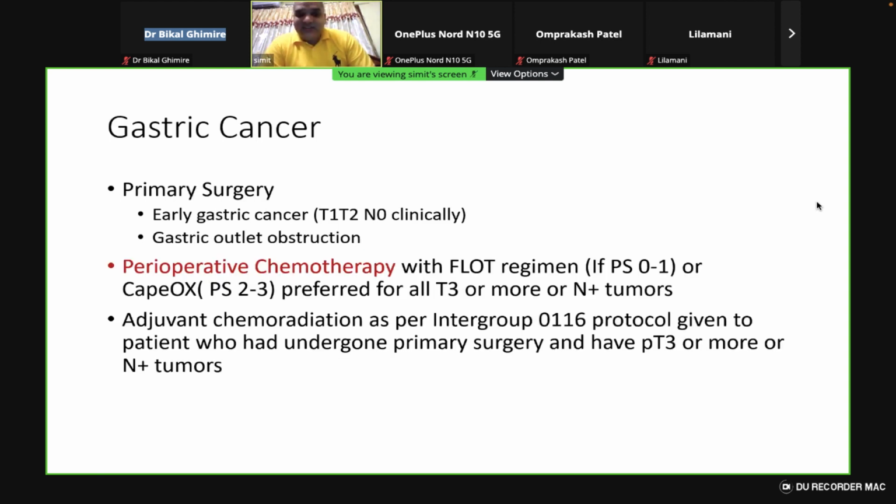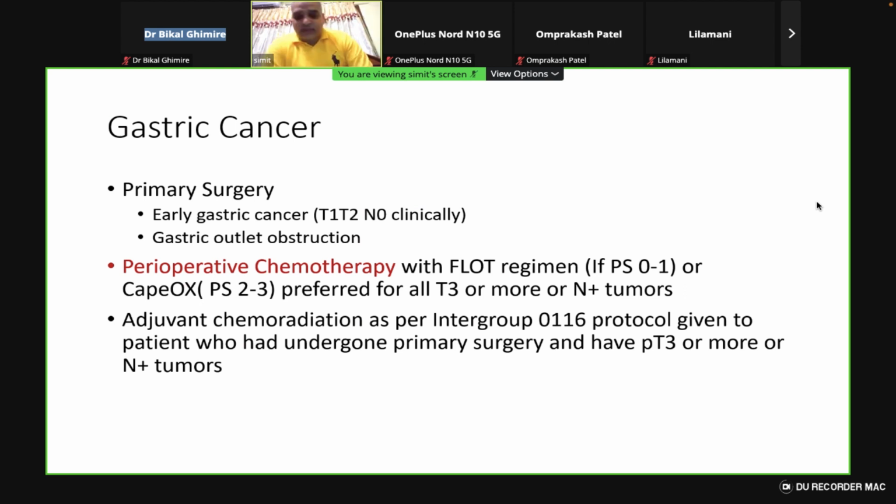Now, coming to gastric cancer, primary surgery is the treatment in early gastric cancer like T1, T2, N0 clinically, or in patients with gastric outlet obstruction. However, in T3 or N plus, T3, T4 or N plus tumor, perioperative chemotherapy with FLOT regimen is now the preferred method. If the patient has a performance status of 0 to 1, that's the patient's general condition is very good, we give FLOT-based chemotherapy. And if the performance status is not good, we give CAPOX-based chemotherapy.